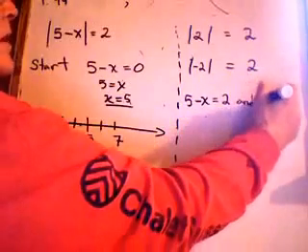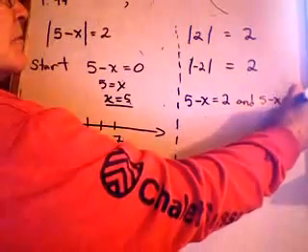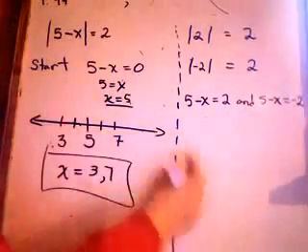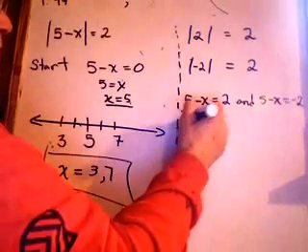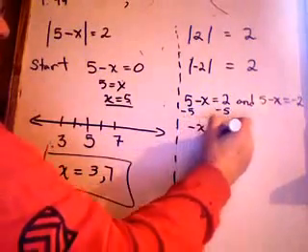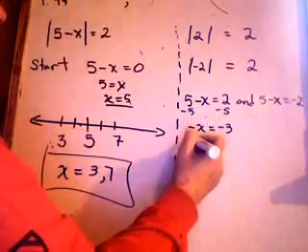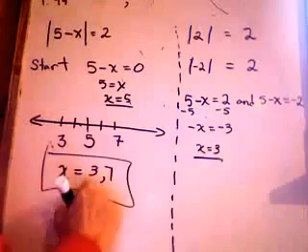And you take 5 minus x and you set it equal to negative 2. If you solve both of those, you should get these 2 answers. So let's do that. Subtract 5 from both sides. So I get minus x equals minus 3. Multiply both sides by negative 1. X equals 3. There's one answer.